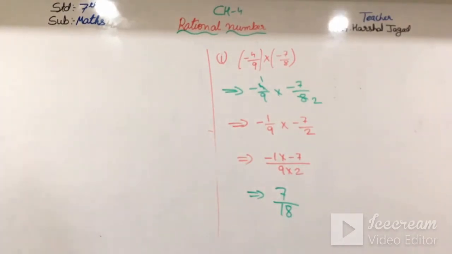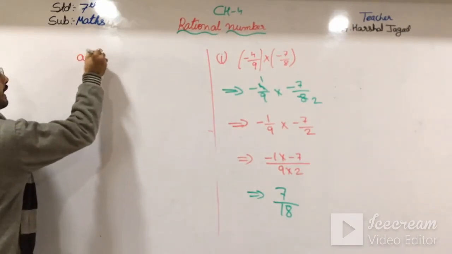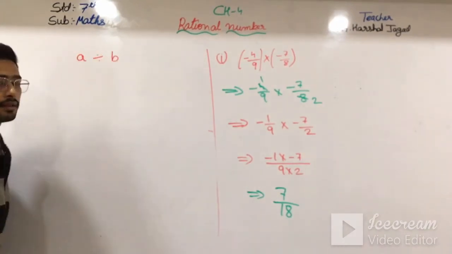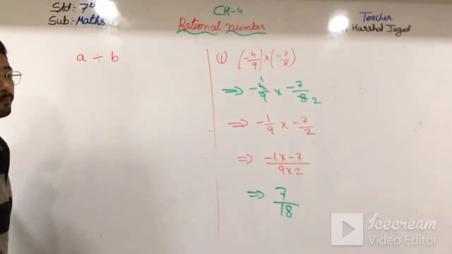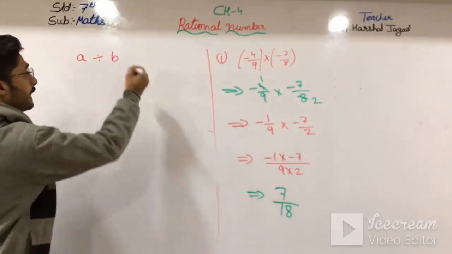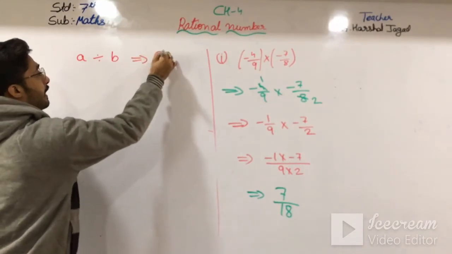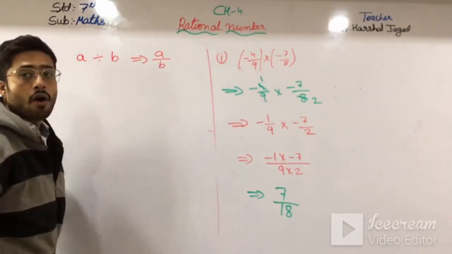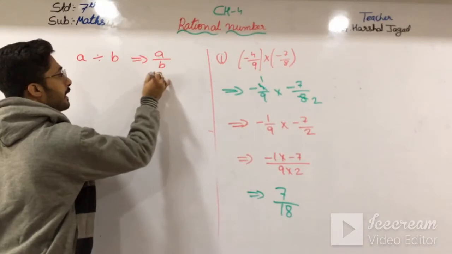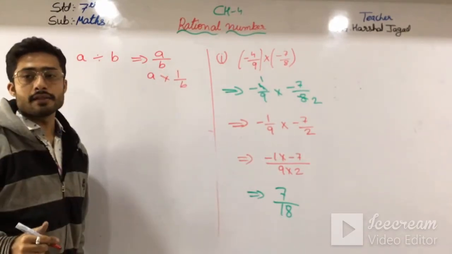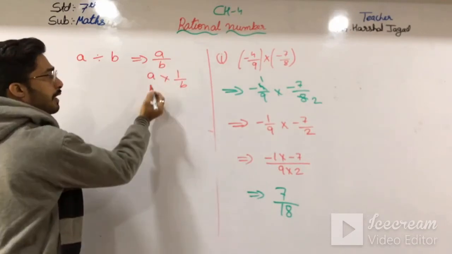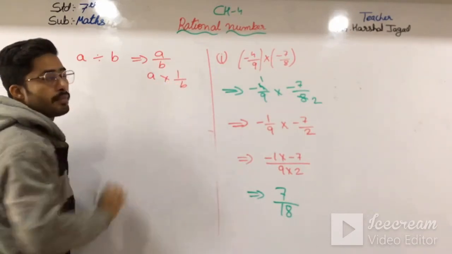Division of rational numbers: if it is given that A divided by B, we can write this as A by B, or also we can write it as A into 1 by B. Okay students, A by B can also be written as A into 1 by B.